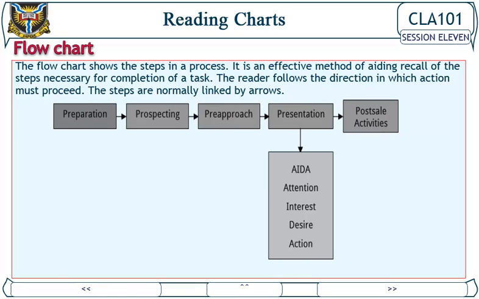Flow chart. The flow chart shows the steps in a process. It is an effective method of aiding recall of the steps necessary for completion of a task. The reader follows the direction in which action must proceed. The steps are normally linked by arrows.